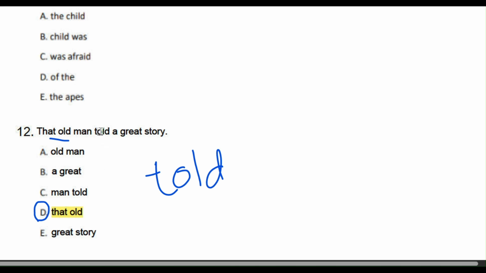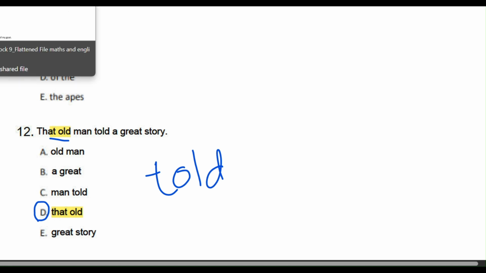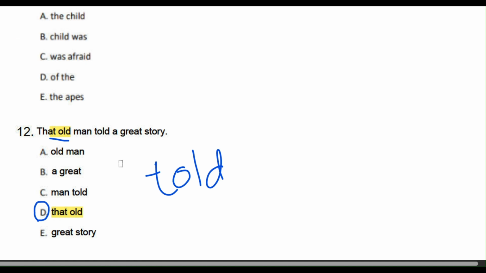Again, we're looking for a 4-letter word made from the end of one word and the start of the next. The other pairs don't give us a real word. That old works like this. Take the last letter of that, T, and the first 3 letters of old, O-L-D. Put them together and you get told.